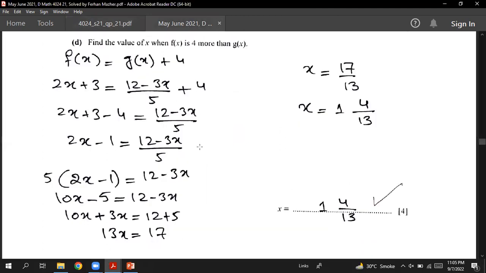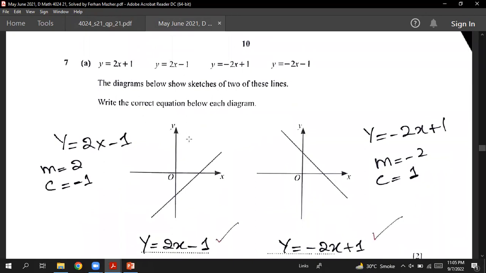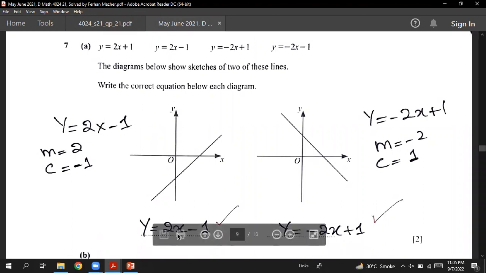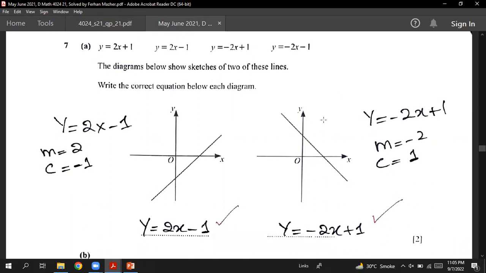Let me show you. I have done this on a paper. I hope you can see that. Question number 7a part. This is 2x - 1. I have shown that the slope is 2 and the y-intercept is -1. And this line, its equation will be y = -2x + 1. The slope is negative and the y-intercept is a positive number. So this is how you will do question number 7, its A part.